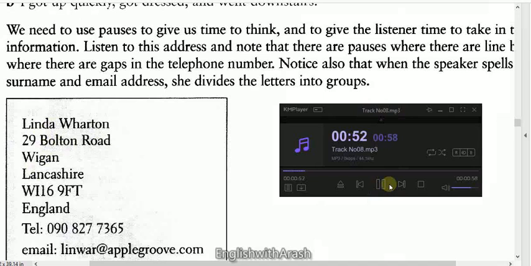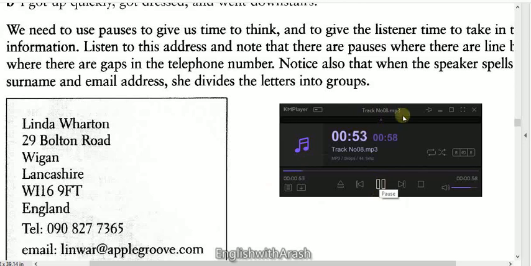Okay, so my name is Linda Wharton. That's Wharton, Wharton, 29 Bolton Road, Wigan, Lancashire, WI16 9FT, England, and my telephone number is 090 827 7365, and email Linwar, that's LINWAR, at Applegroove, that's APPLE, Groove, GROOVE.com.